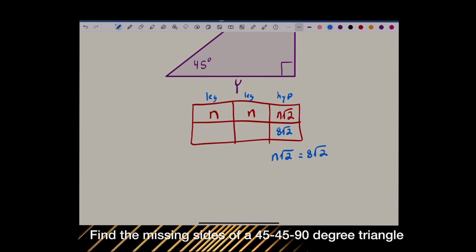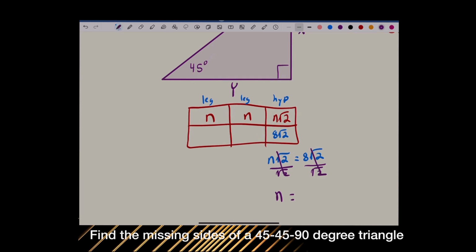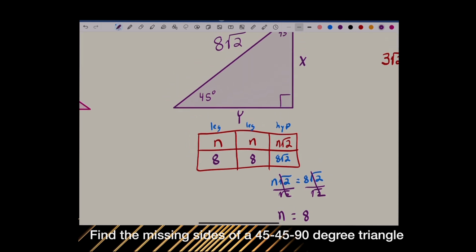What do I do to solve this for n? Divide by the square root of 2. Square root of 2 over the square root of 2, that's 1, so that leaves me with n equals 8 times the square root of 2 over the square root of 2. The square root of 2 divided by the square root of 2 is 1, so I'm left with n is 8. So you set up the table for this one, you solve for n, you get 8 and 8. Put it on our picture, we got 8 and 8. By setting the table up, you can set the equation up and you can solve.